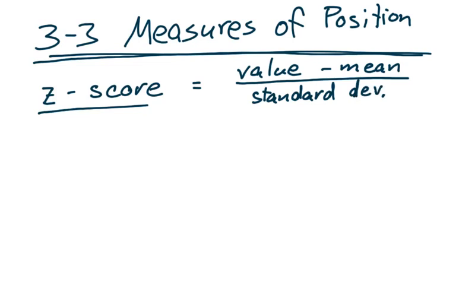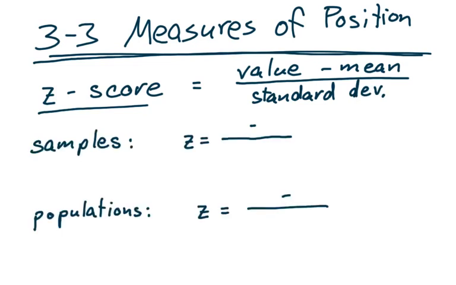Okay, let's just abbreviate that. So for samples, the mean for a sample is denoted by chi-bar, and the standard deviation for a sample is denoted by S, and almost every single time the data value itself is just denoted by X. So that is what it would look like for a sample.